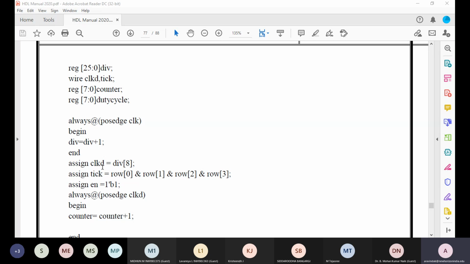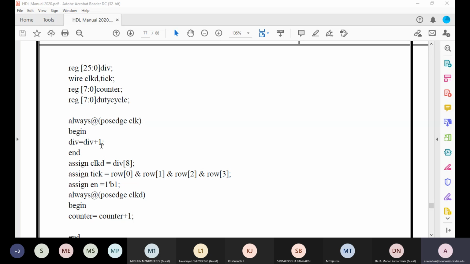That is why you can see this clock D is assigned with the 8th position of div. So you can understand now, from 4 megahertz we are dividing it down to a few kilohertz. You can find out the exact value later on. Or meanwhile, if any of you are interested, you can pick up the calculator and tell me the value also. I am telling you the clock is 4 megahertz. Now div is becoming 2 megahertz because at every positive edge of the clock, div is div plus 1. So the LSB of this signal div is 2 megahertz.